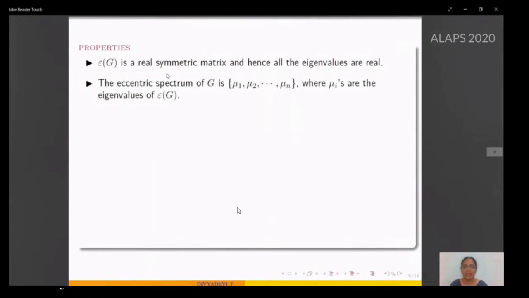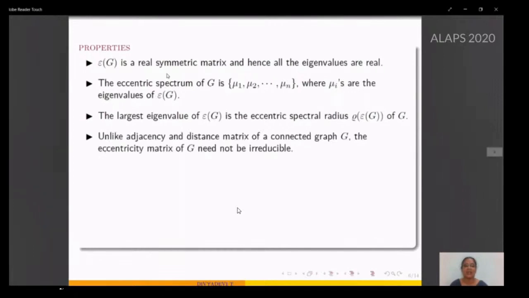The set of all eigenvalues of the eccentricity matrix is known as the eccentric spectrum of a graph G, and the largest eigenvalue of the eccentricity matrix is known as the eccentric spectral radius of the graph G. One of the most important properties for connected graphs is that the distance matrix and adjacency matrix are all irreducible, whereas this property does not hold for the eccentricity matrix.